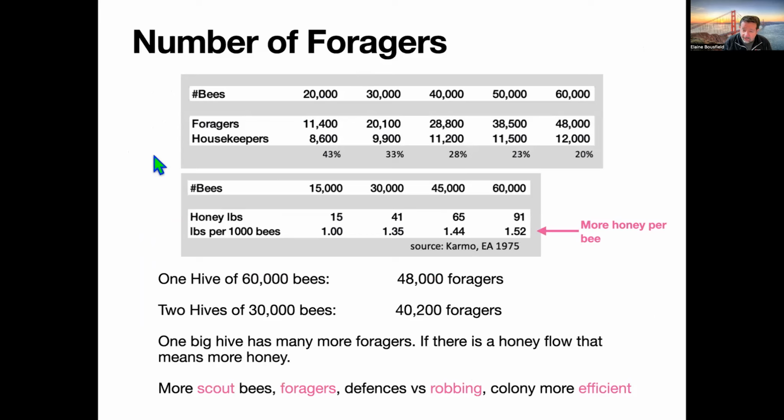So putting that into a table, along here we've got the number of bees in your hive, small hive, big hive, and this shows the split between foragers and housekeepers. So this is the percentage of housekeepers. With a small hive, a large percentage stay at home, and obviously with a big hive, many more foragers.